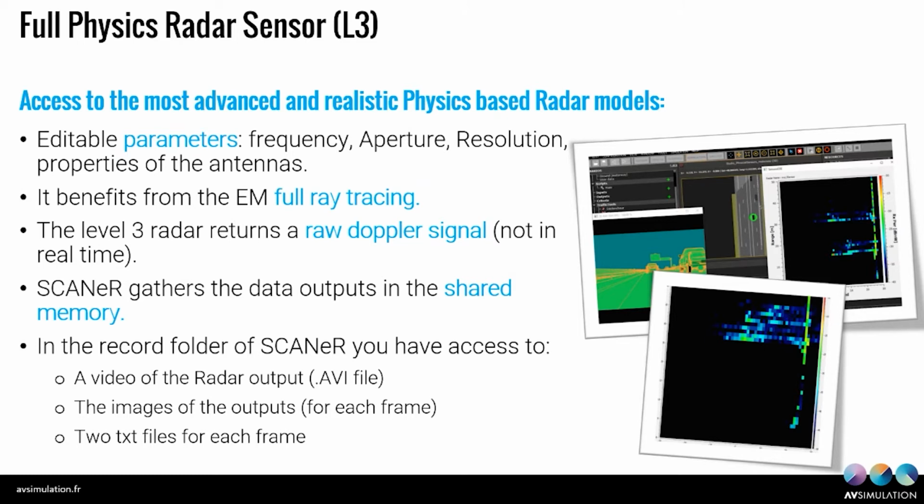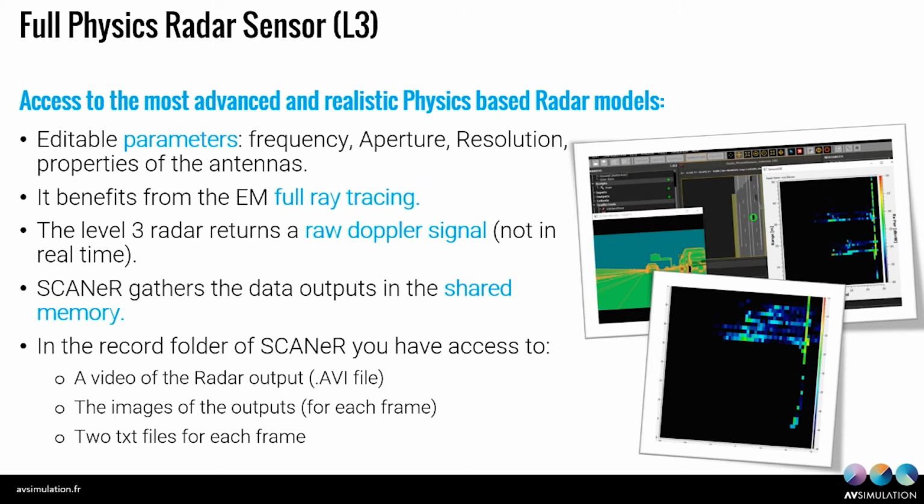What is very important for the radar at level 3, as we have seen at the beginning, is that level 3 is really a full physics based sensor. It means that this radar will benefit from the electromagnetic full ray tracing. So we calculate the electromagnetic field wave propagation by doing a full ray tracing. This will produce electromagnetic field at the entry of the sensor. This ray tracing is computed, and we take into account all the multiple reflections and all the interactions that we will have between the target and the environment.